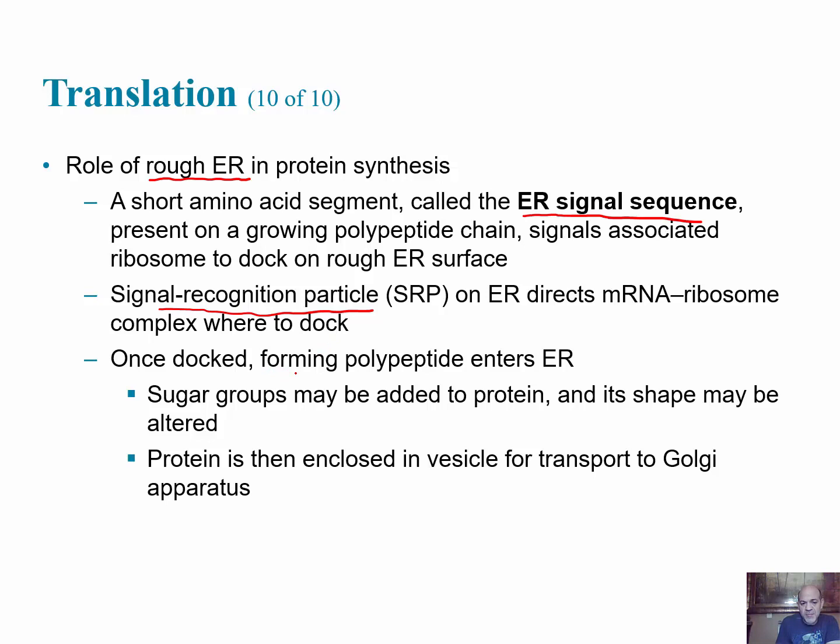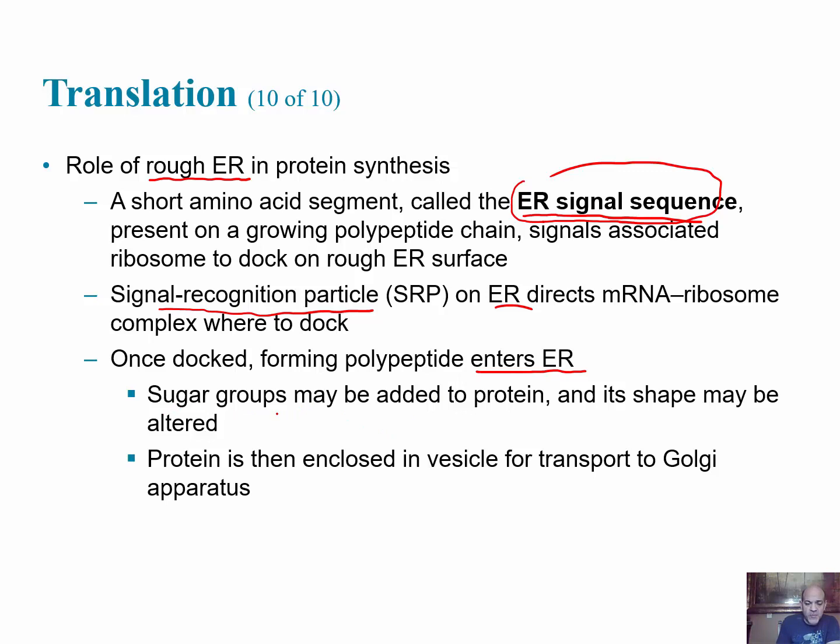Now, once the complex docks, the polypeptide is going to enter the endoplasmic reticulum. So the peptide will continue to be made, but it will be placed inside of the endoplasmic reticulum. To be clear, translation actually starts in the cytosol on a free ribosome, but then that particular protein has that short segment called the ER signal sequence, and that gets recognized, and that's where it now docks onto the endoplasmic reticulum to continue translating the polypeptide into the endoplasmic reticulum.